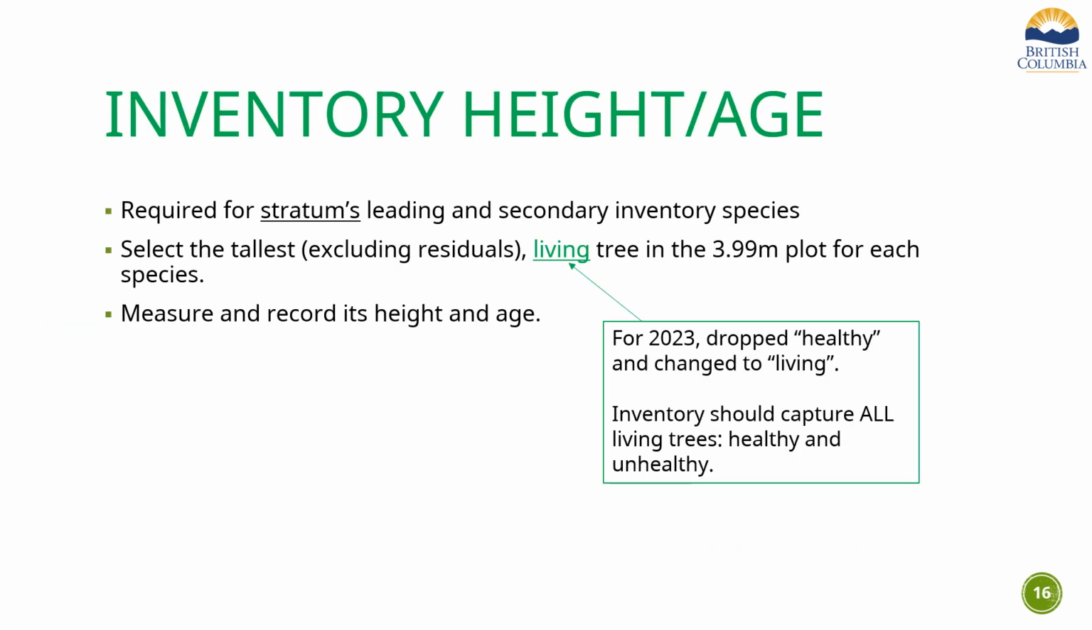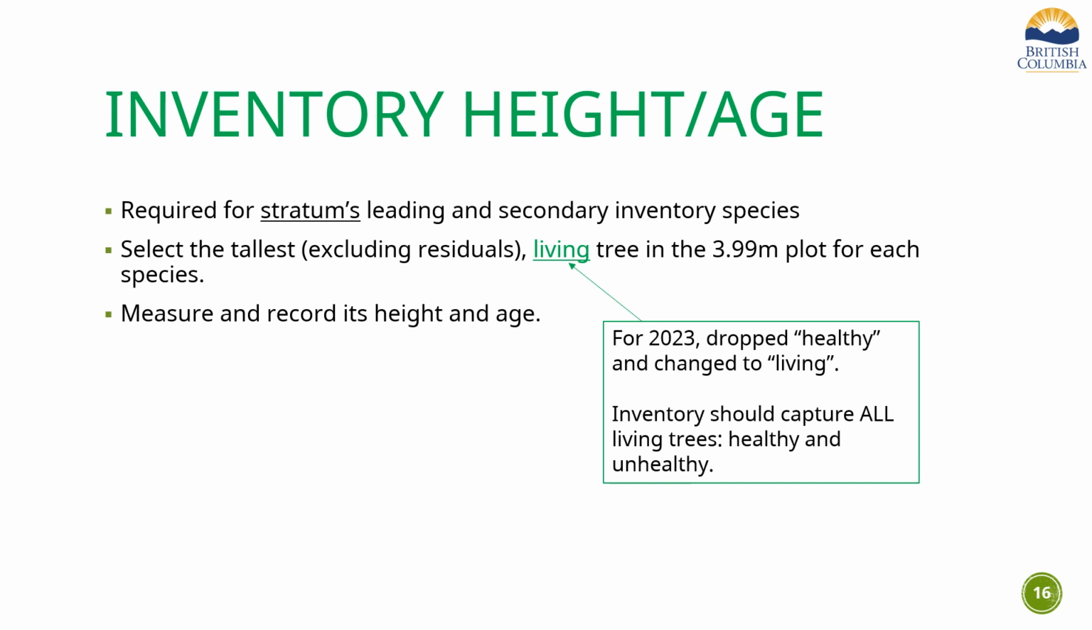So, for inventory heights and ages, what trees are getting measured? From within your 3.99 meter radius plot, you're going to select the tallest, excluding residuals, living tree for the target species. Then you measure its height and age. You need to use the same sample tree for both the height measurement and age determination.